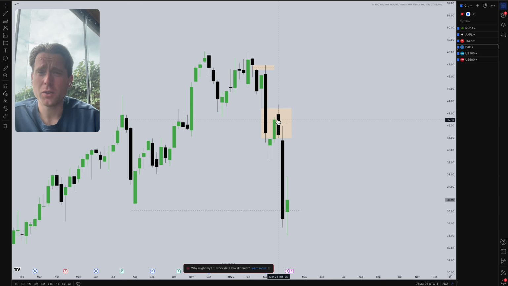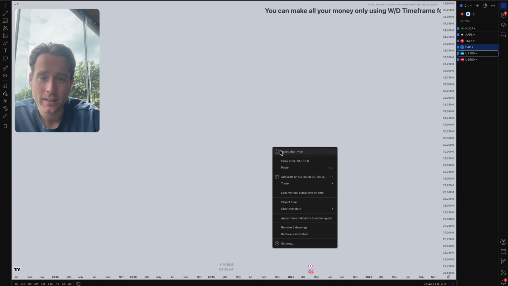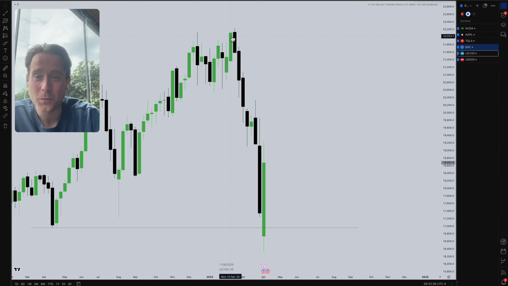But now you're like, okay, but Dion, this looks exactly the same as NVIDIA and Apple. Yes, that's the point. Because if you look at the US 100 on the weekly time frame, it moved exactly the same. And that's what you want. If the US 100 is going down, when you see this happening on the US 100, you want to look for the individual stocks and find short ideas around that.